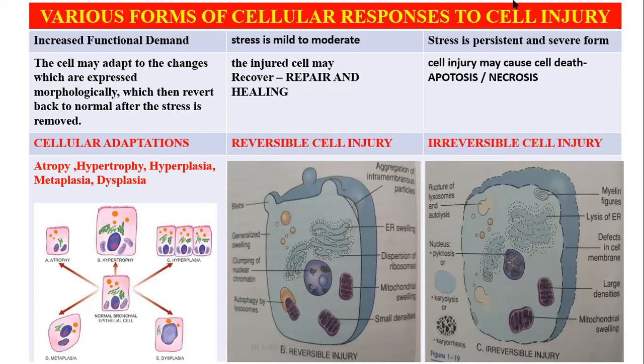The cell may adapt to changes which are expressed morphologically, which then revert back to normal after the stress is removed. That's what I was telling. If 8 persons are traveling in a car which holds 5, when 3 persons get out of it, everyone can travel smoothly. That is what a cellular adaptation is. The various cellular adaptations are atrophy, hypertrophy, hyperplasia, metaplasia, and dysplasia.